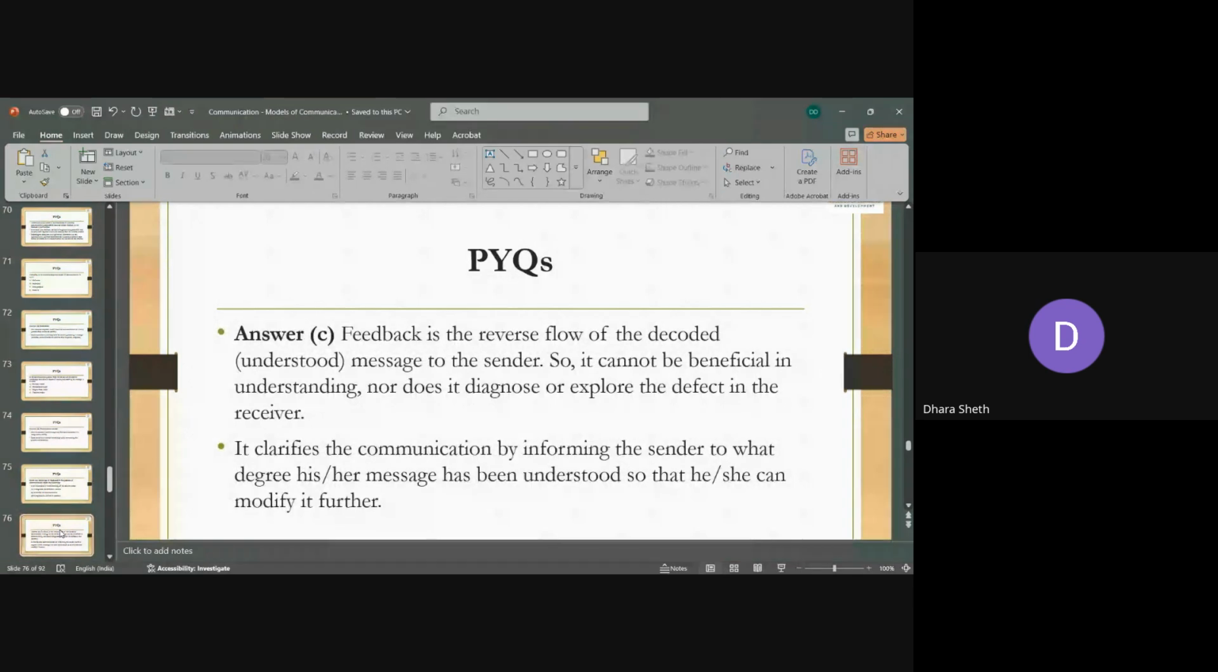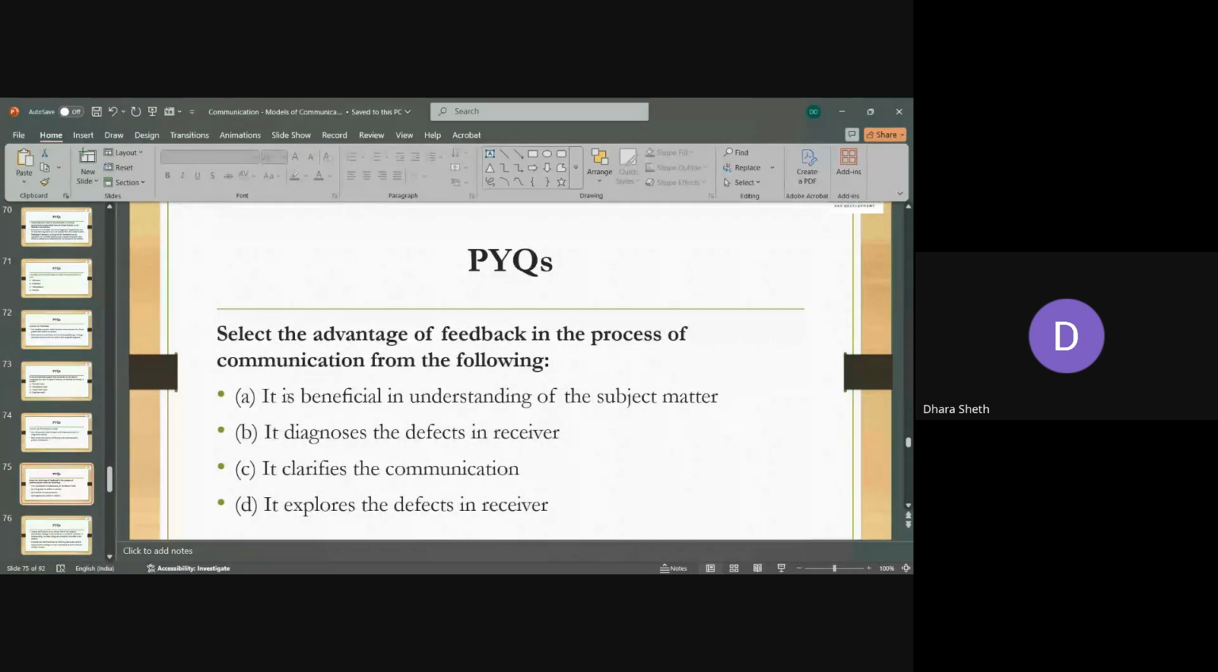Feedback is the reverse flow of the message to the sender. So it cannot help in understanding, because the sender is not sending a message back based on the feedback. It is just that the receiver is sending back the feedback. When the sender gets the feedback and sends a new message again, then probably that. But for the receiver sending feedback, it just clarifies the communication.